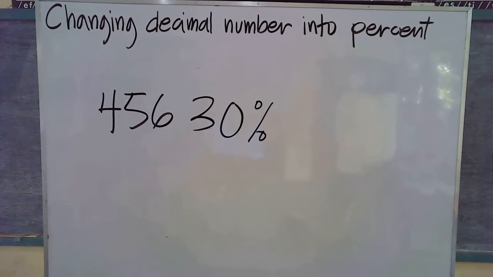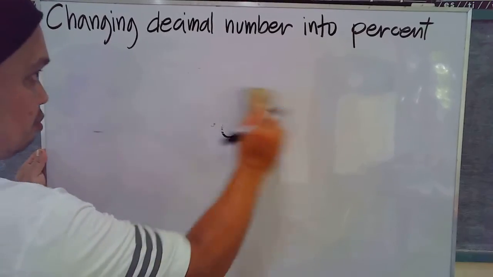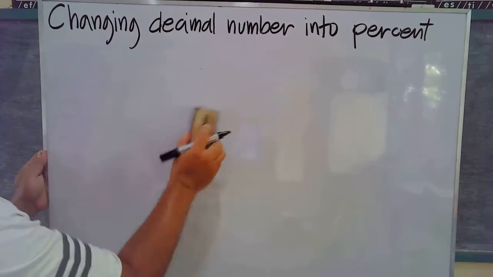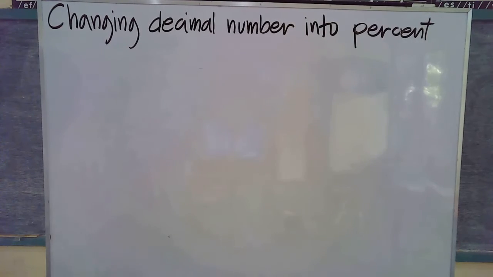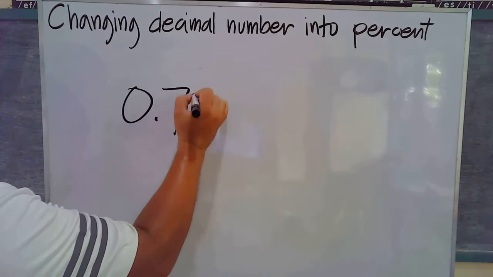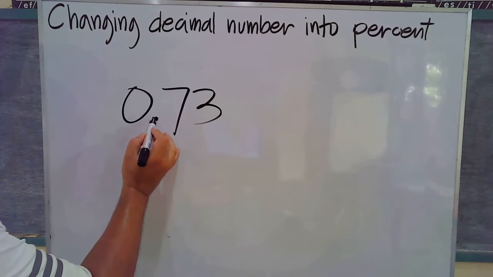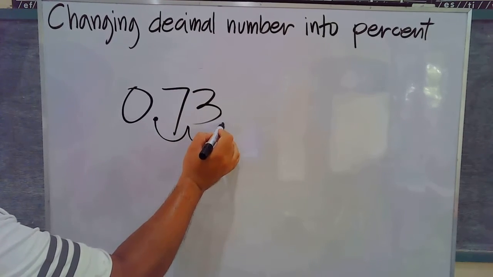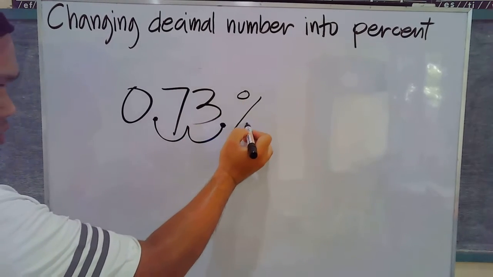Okay? So it becomes 45,630%. Okay? So very easy, right? To change decimal number into percent, just move the decimal point to the right. Okay? If you have here 0.73, okay? Just move the decimal point 2 steps to the right. 1, 2. Okay? So the decimal point here, and drop that, change it to percent.